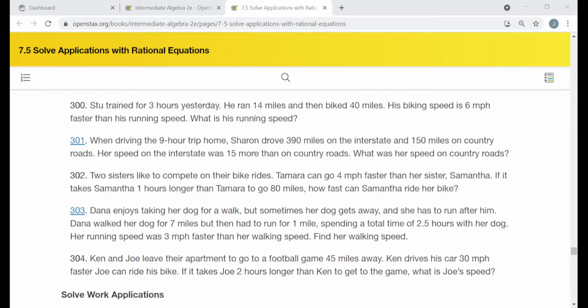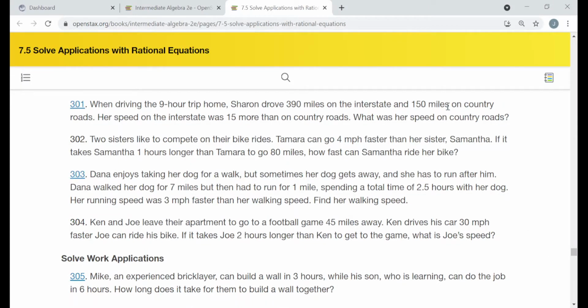Example 17. This should be exercise 301. So when driving the 9-hour trip home, Sharon drove 390 miles on the interstate and 150 miles on country roads. Right, so we have interstate travel and country road travel. Her speed on the interstate was 15 miles per hour more than on country roads. What was her speed on the country roads?